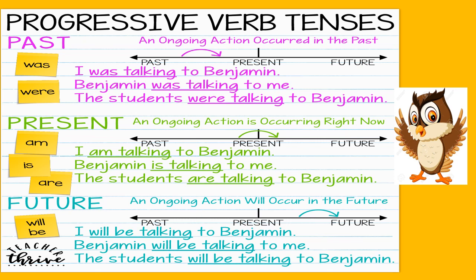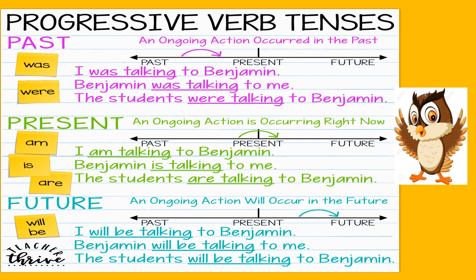I was talking to Benjamin. Benjamin was talking to me. The students were talking to Benjamin. You can see three examples with three different subjects and the three different verb forms utilized with them. Now, in the past continuous verb tense, you can see the ongoing action in the past tense. Let's move to present progressive verb tense.